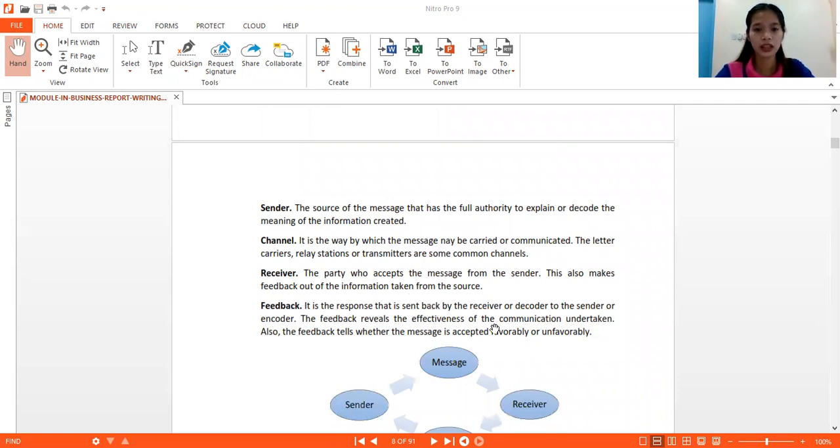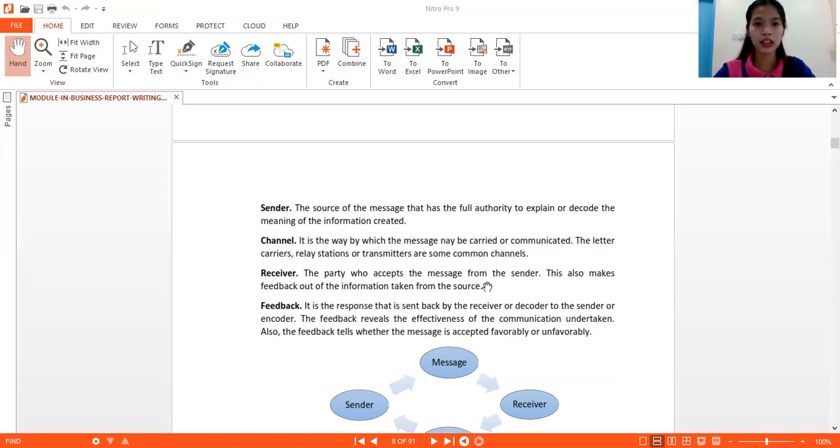Next, channel, the way by which the message may be carried or communicated. It could be letter carriers, relay stations, or transmitters are some common channels. Another channel is that the telephone or the cell phone that we use. Channel is the mode of communication kung saan dadaan yung message na ipapadala mo sa receiver.